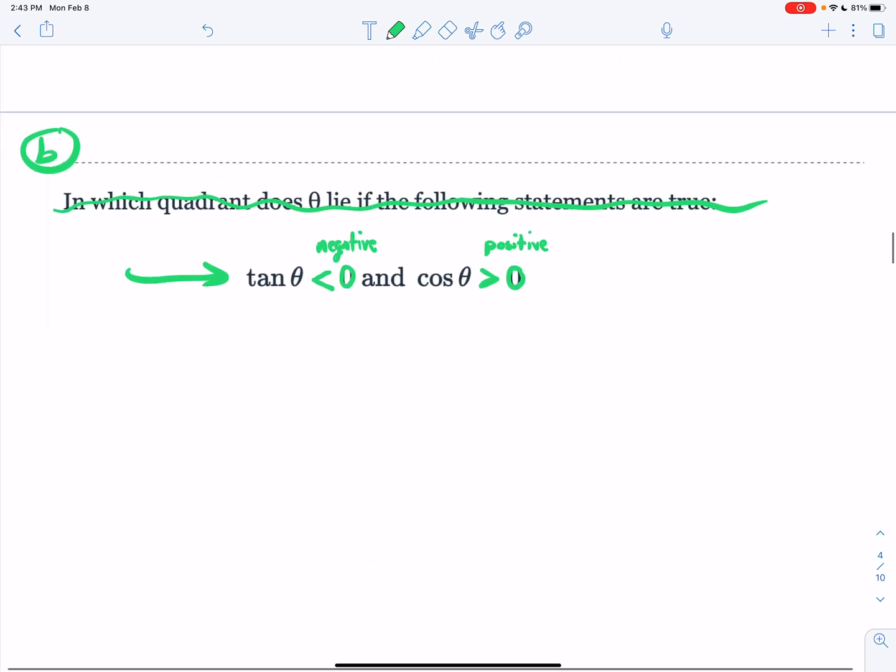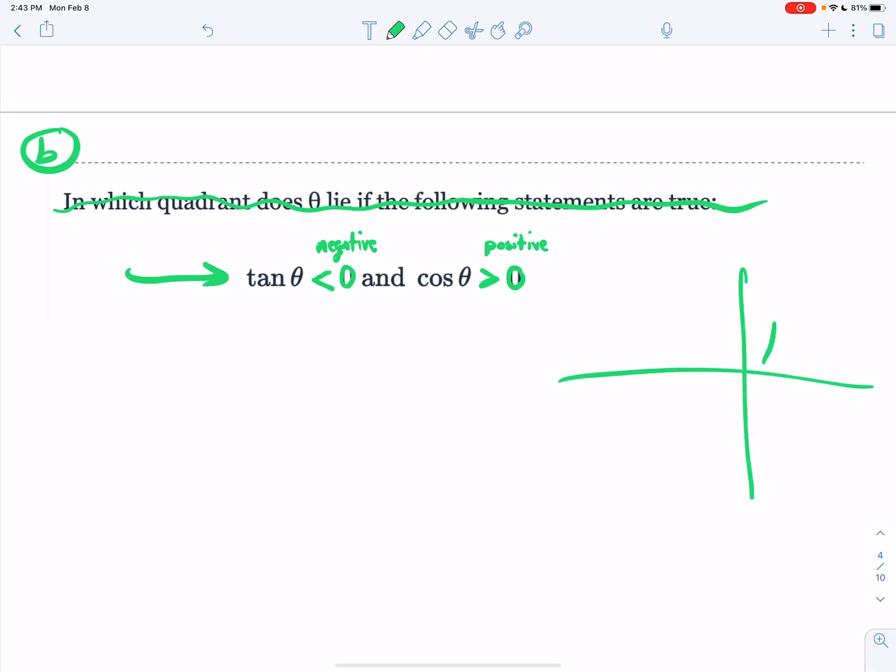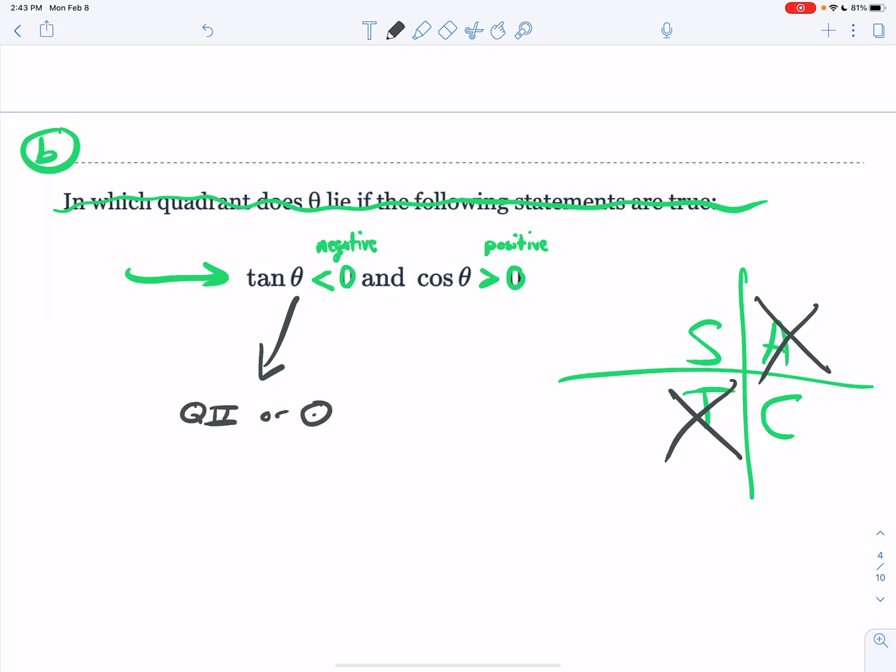Okay? So here we go. Guessing game again. We have 4 quadrants. We have to narrow it down to 1. So I'll start off with this. Where is tangent negative? It can't be the first quadrant and it can't be the third quadrant because that's where tangent is positive. So we're down to quadrant 2 or quadrant 4.